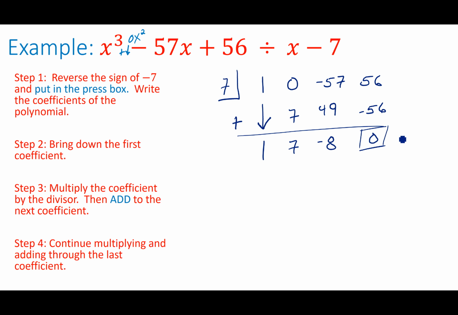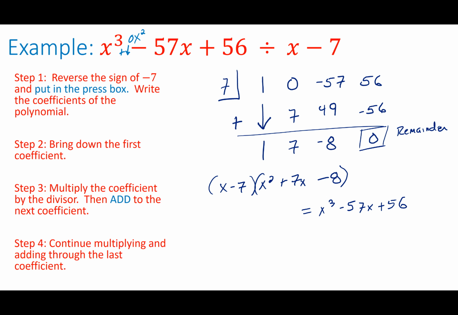So again, this is our remainder. So we have a remainder of 0. So I know x minus 7 is a factor of this. Rewriting this, this is my constant, -8. 7 would be 7x. 1 would be x squared. So I have x squared plus 7x minus 8 as a factor, and then x minus 7 as the other factor. That is equivalent to this x cubed minus 57x plus 56. If I were to multiply those through, I would get back to the same spot.